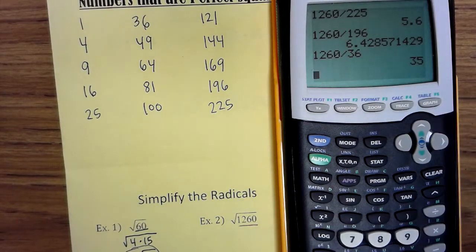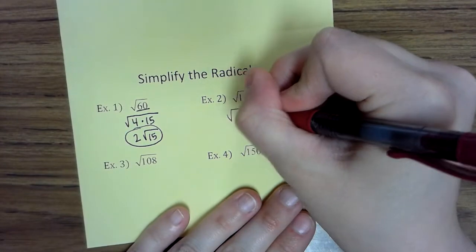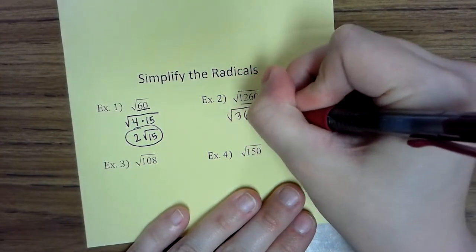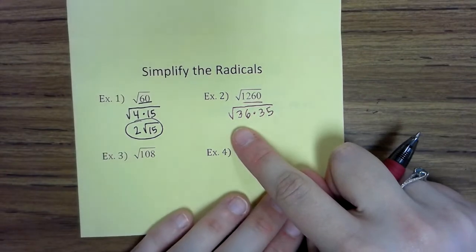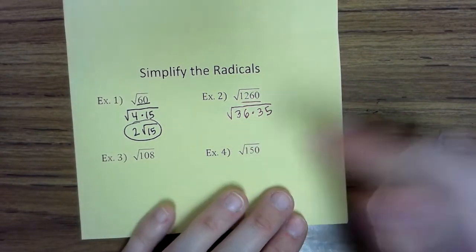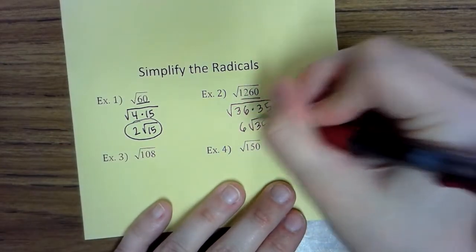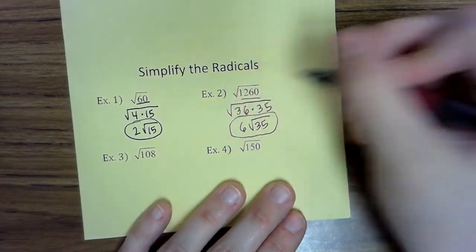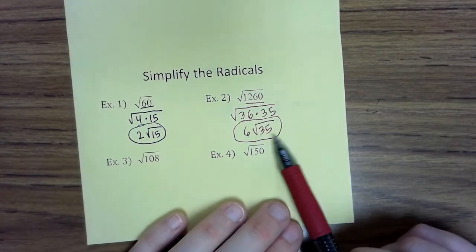Okay, so 36 times 35. I'm going to rewrite this as the square root of 36 times 35. Remember, I like to put the perfect square first because I can actually find the square root of that number. So the square root of 36 is 6. And then the square root of 35 I can just bring down. Again, I know I'm finished because there is no perfect square that will evenly go into 35.